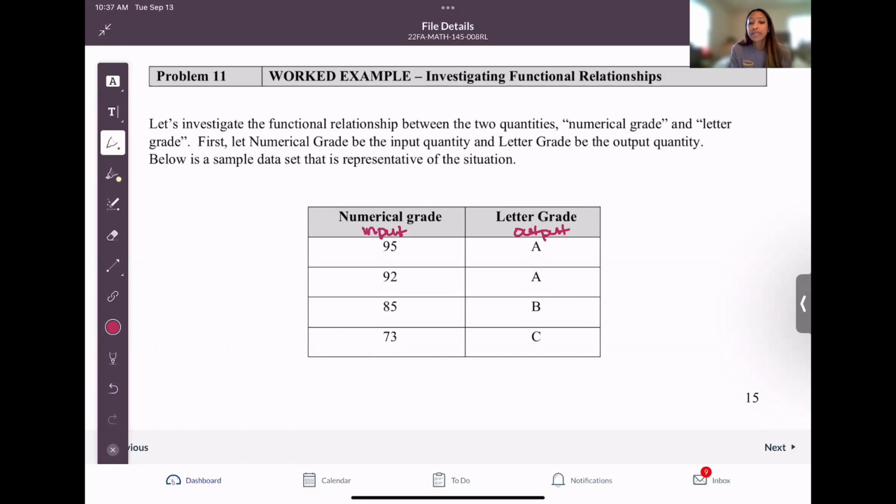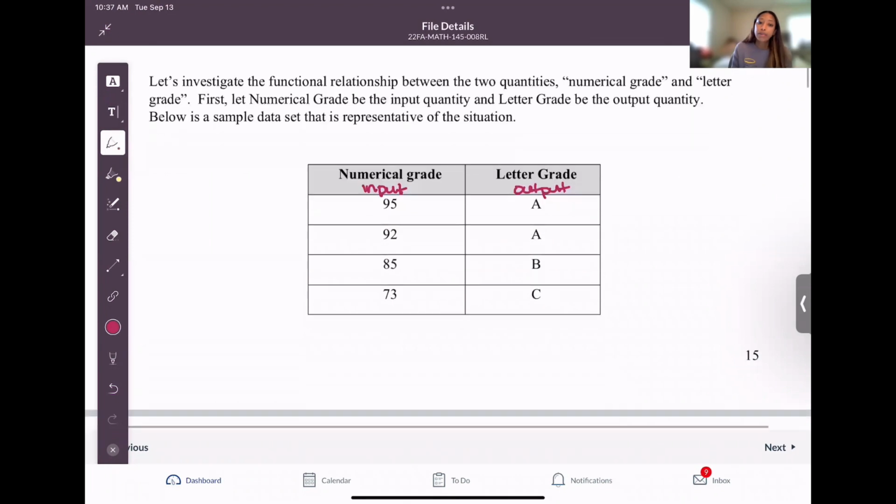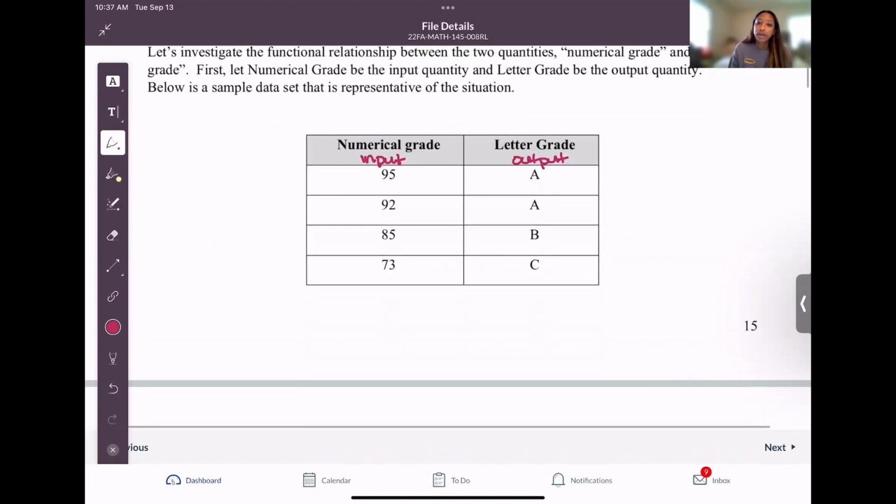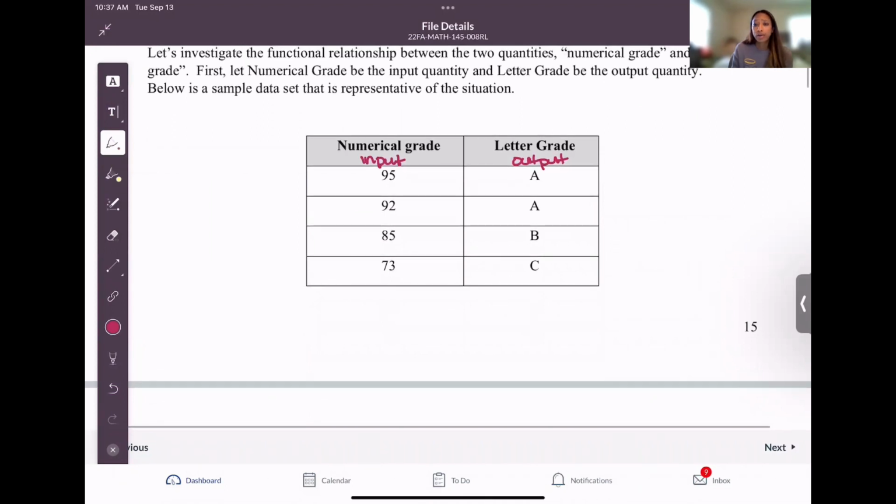Does this represent a function? Does each numerical input correspond to one letter output? And the answer here is yes. This is an example of something that would be a function. Every numerical grade from 0 to 100 has a letter grade that corresponds with it, and only one letter grade. You can't say, oh, I got an 80. That's a B plus and a B minus. No, there's only one letter grade that's associated with it. It's a B.